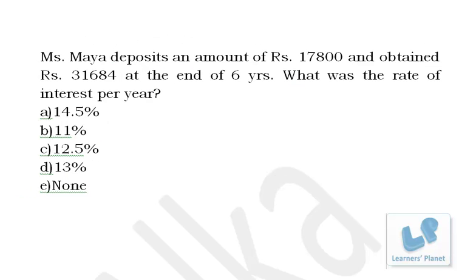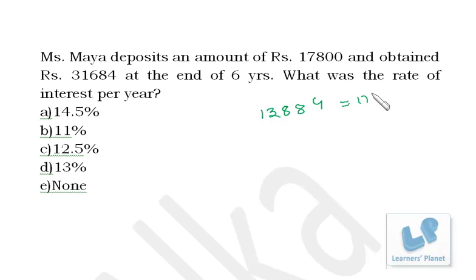Now see this problem. Miss Maya deposits an amount of rupees 17,800 and obtained rupees 31684 at the end of 6 years. What was the rate of interest per annum? Now see what is happening over here. 17,800 rupees were deposited, and at the end of 6 years this amount is obtained, right? So the difference between this and this will give you the simple interest for 6 years, right? So 13884 is the simple interest that accrued in 6 years, right?